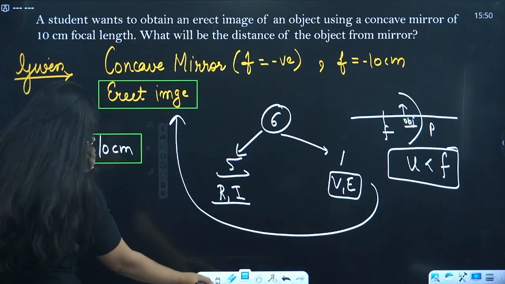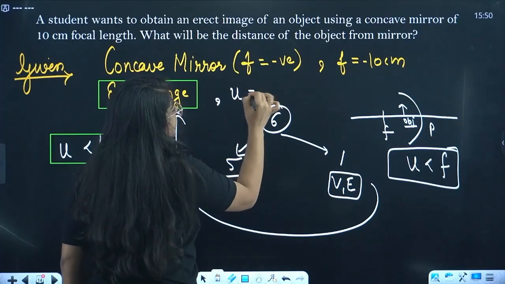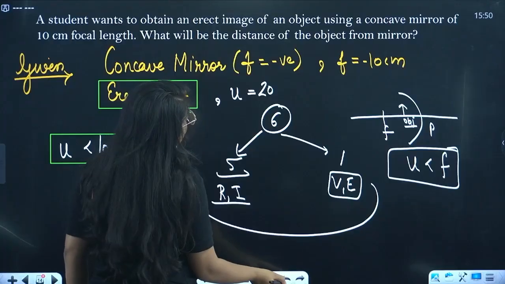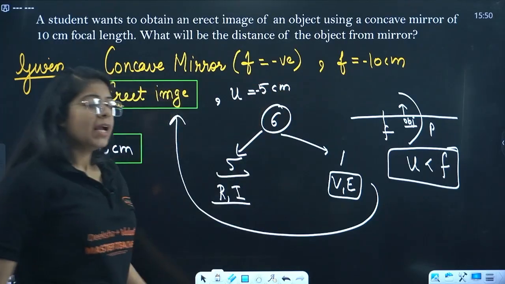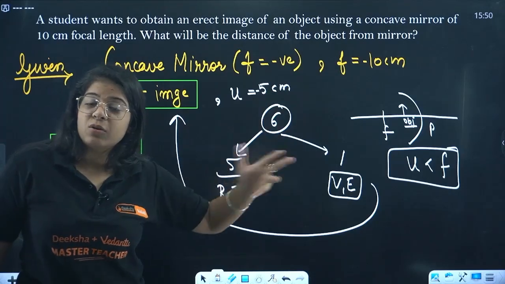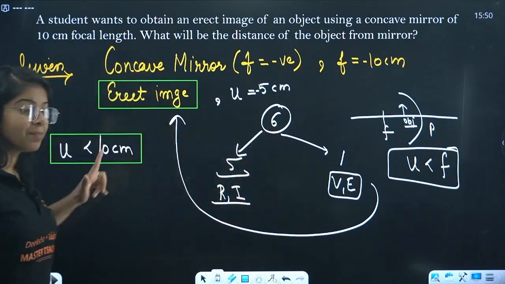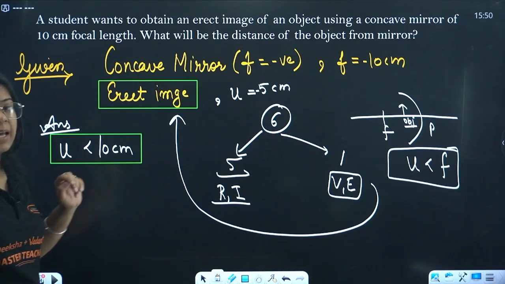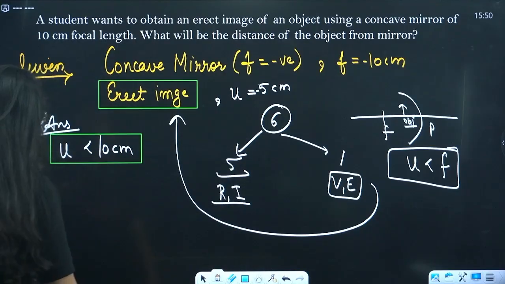If they have given a specific u, okay, there will be a specific value of u, let's say 20 centimeter, no, not 20, it has to be less than 10. So let's say 5 centimeter, and u is always negative. Then you will have to calculate through the mirror formula. Right now they have not given it, so you can simply say that this is your answer, u is less than 10 centimeter. Understood? Okay, let's move on.